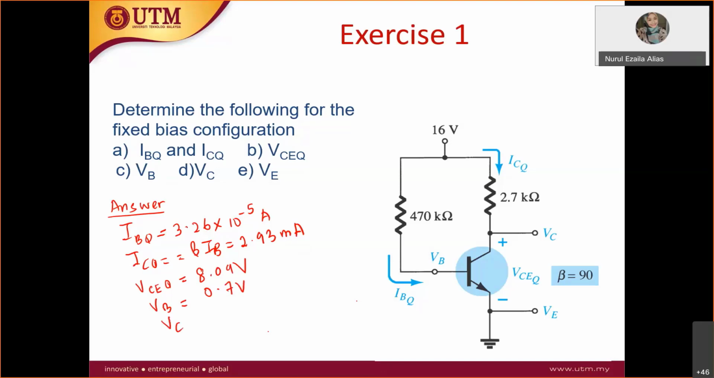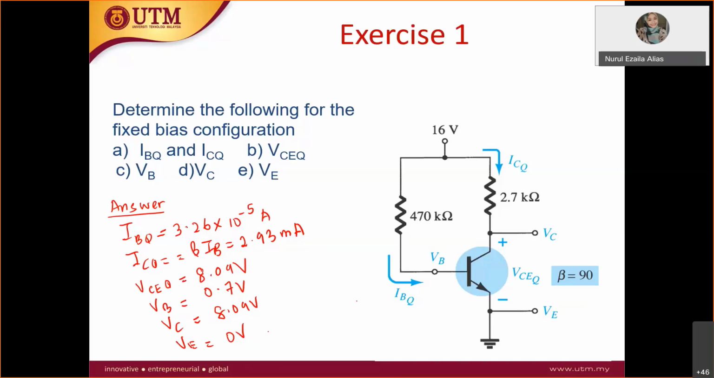Okay, and then VC? VC is 8.09 also. Same with VCQ. Correct, because emitter is 0. Okay. VE is 0 volt. All right, great. Okay, so thank you for those who tried. This is a good exercise for you to try. I hope that everyone also tries and gets the same answer like this.